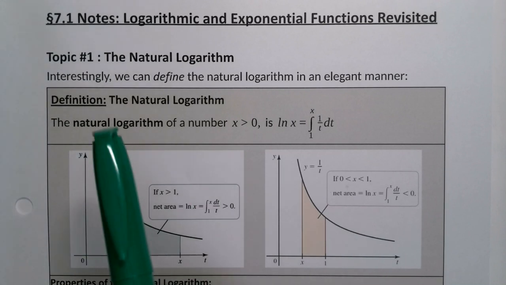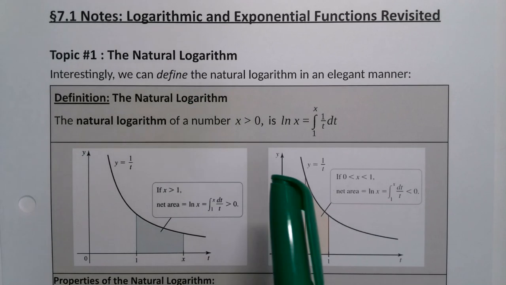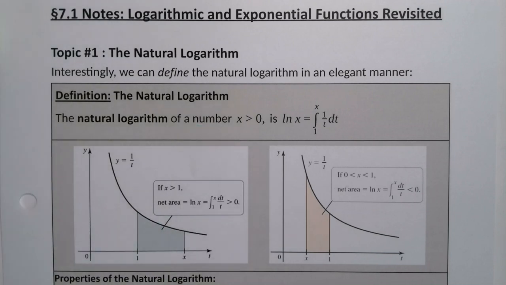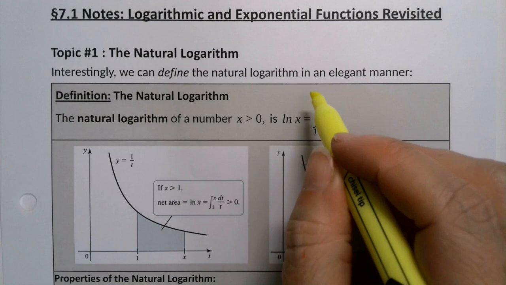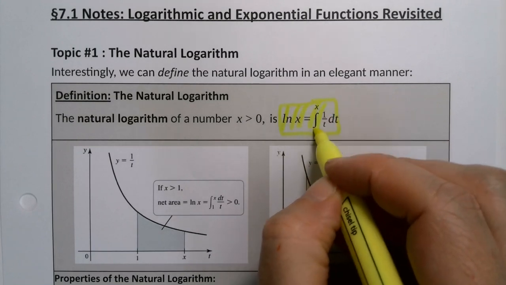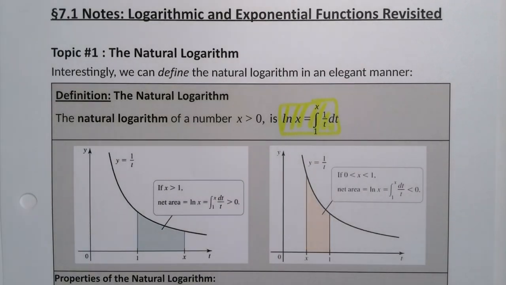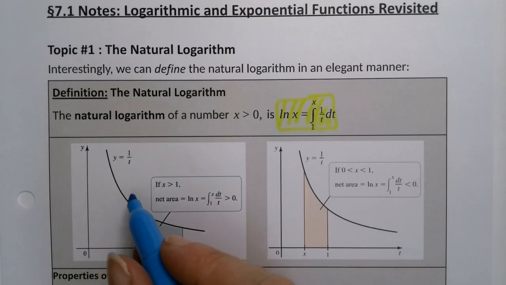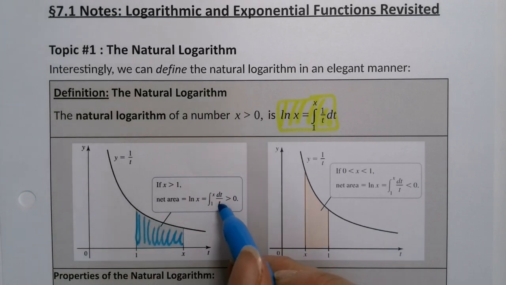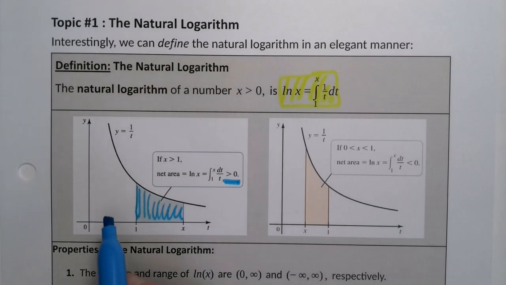Now, we can define the natural logarithm several ways, but there's a really elegant way to define it, which is that the natural logarithm is, by definition, the integral of 1 over t dt from 1 to x. If we're going in the positive direction, from 1 to x, it would make it positive, right? So the natural log would be greater than 0 because you're heading from 1 to the right.